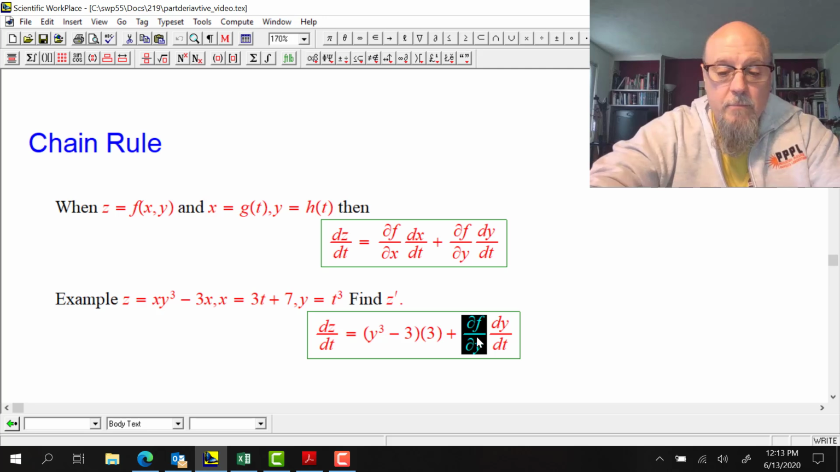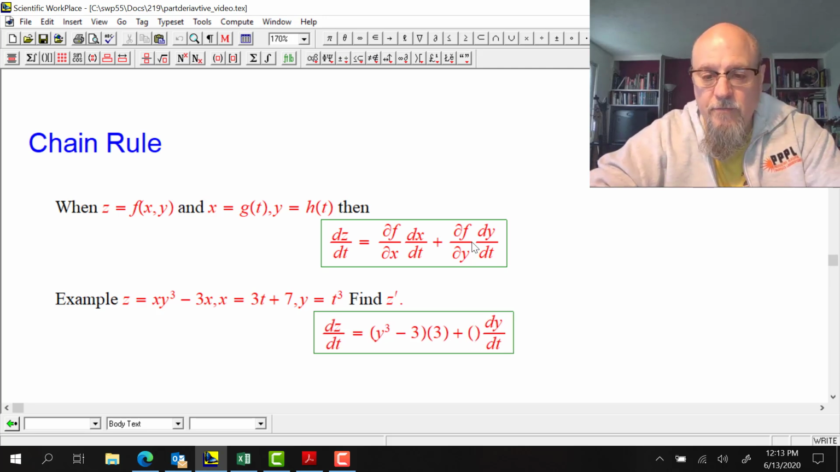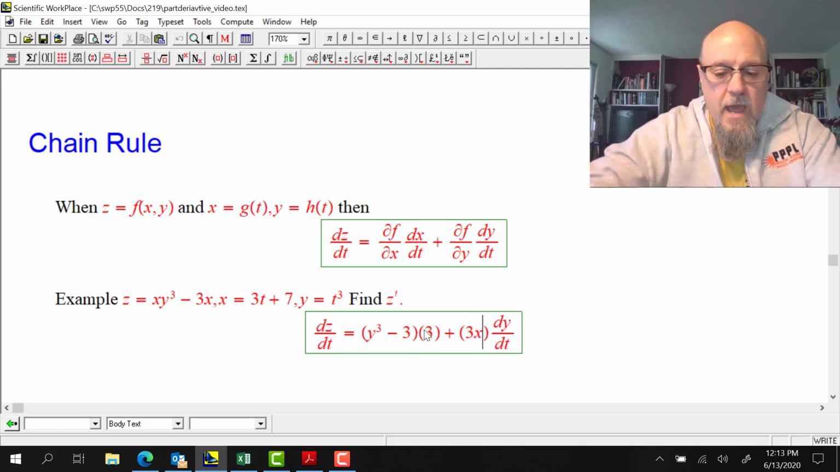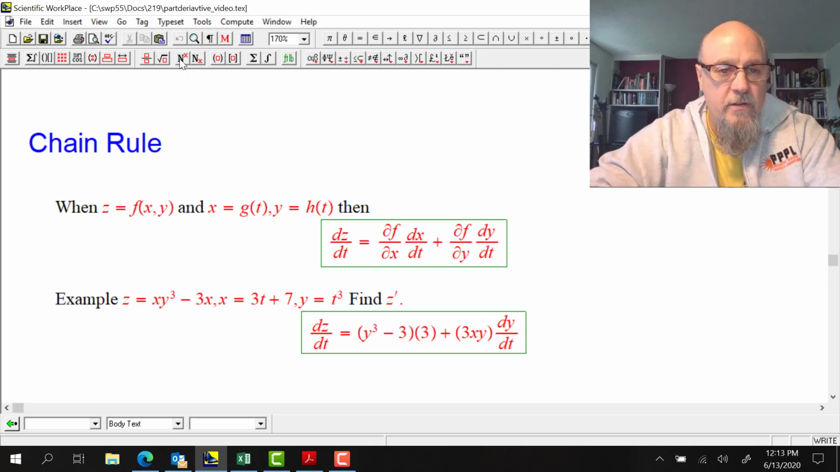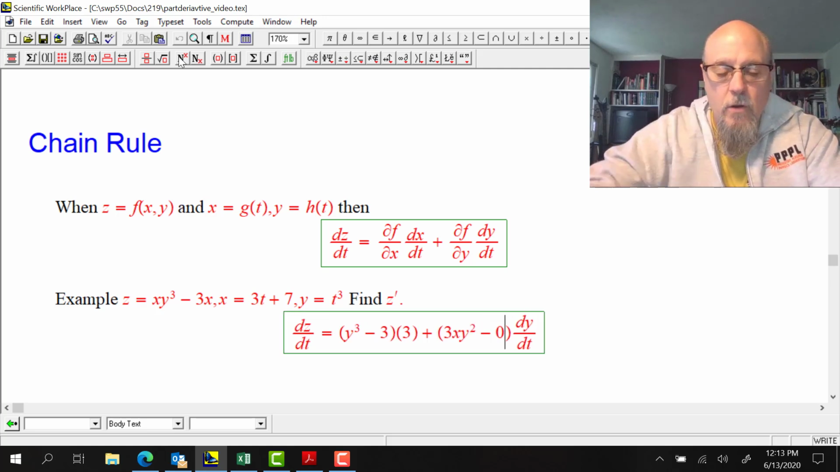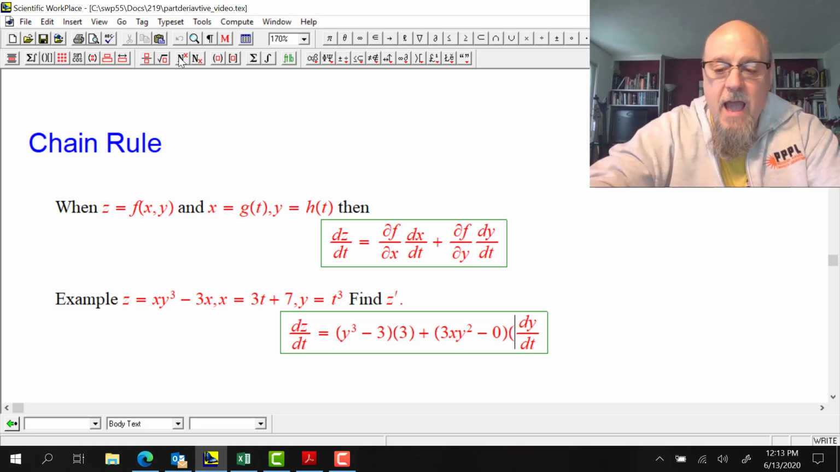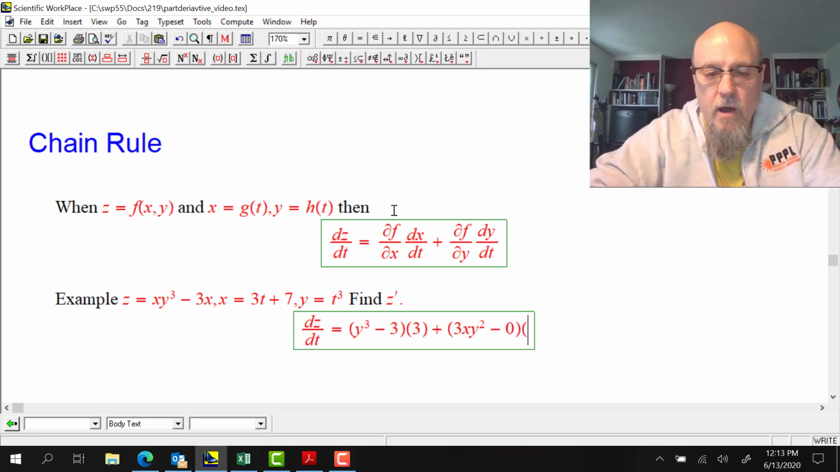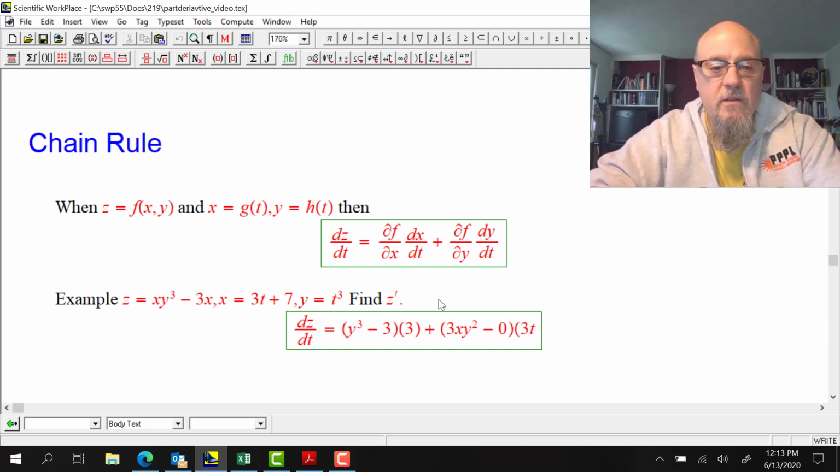Plus, now I need my derivative of the z function with respect to y. So that's going to be 3xy squared, where x is a constant in this derivative, minus 0. And multiply that by the derivative of the y function with respect to t. So 3t squared.